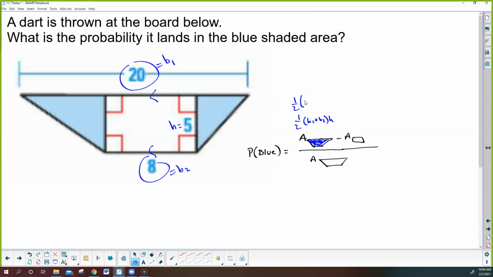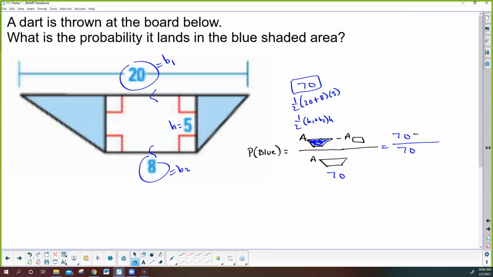So that will be 1/2 times 20 plus 8 times 5. 20 plus 8 is 28. 28 cut in half is 14. 14 times 5 is 70. Now notice, that area is the exact same area as the bottom one, so you don't have to do extra work there. You know the bottom is 70.